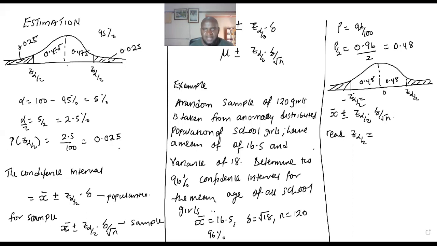Has someone read the Z value? Is that the formula for the population? Where did we get the formula from? It's for the sample, because they said in a random sample.